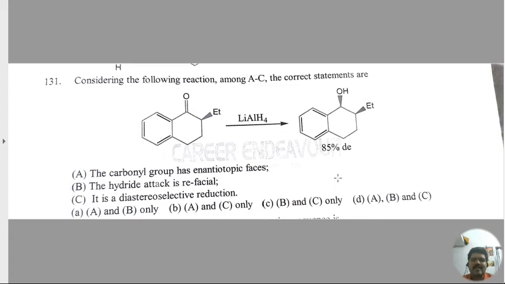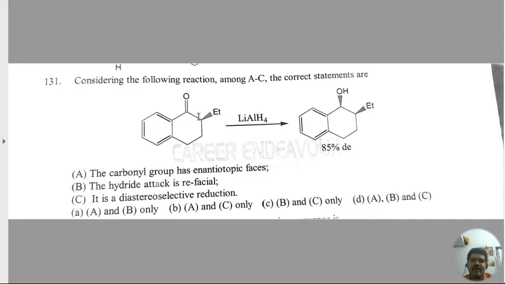Consider the following reactions. Among A to C, the correct statements are. Here it is given as lithium aluminum hydride. We all know carbonyl compound will be reduced to its alcohol. That is given here. And now look at this. What is the first statement? The carbonyl group has enantiotopic faces. This is the carbonyl group. It has enantiotopic faces, which means it will be Re face or Si face, something like that.